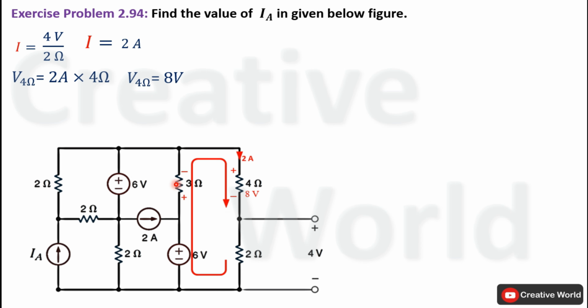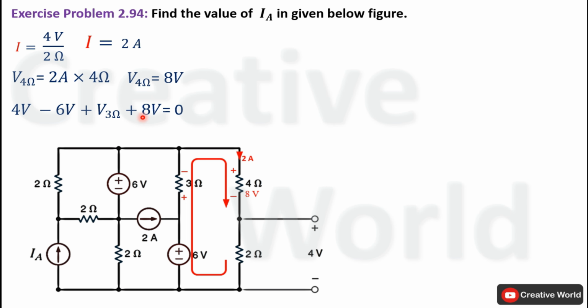Now in order to calculate voltage across this 3 ohm resistance, we will apply Kirchhoff's voltage law inside this closed loop. For that purpose, we have assumed the direction of current in clockwise direction. Start writing KVL equation for this closed loop. Start from here, current entering terminal is positive, so 4 volt will be taken with positive sign. Next, current entering terminal is negative, so 6 volt will be taken with negative sign. Next, voltage across this 3 ohm resistance will be taken with positive sign because current is entering from positive terminal. And at the end, current entering terminal is positive, so 8 volt will be taken with positive sign.